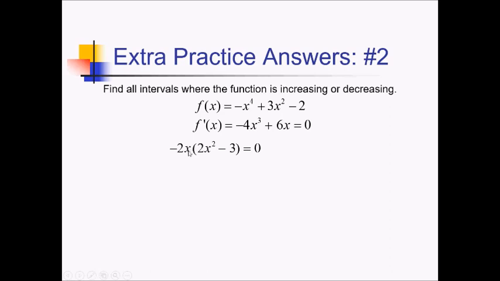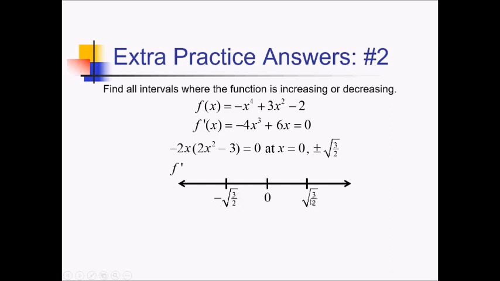And then, let's see, I see here that x has to equal either 0, or if we add 3, divide by 2 and square root this, plus or minus square root of 3 over 2. So that's 3 critical values for us to test around. Let's go ahead now with our f prime number line. So we have negative radical 3/2, 0, and radical 3/2.